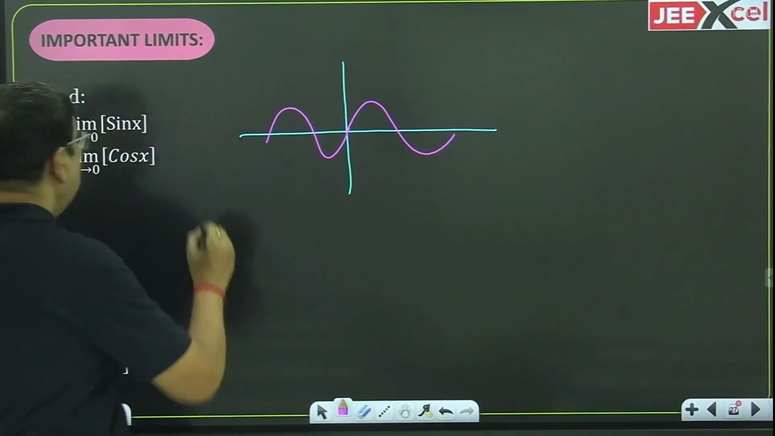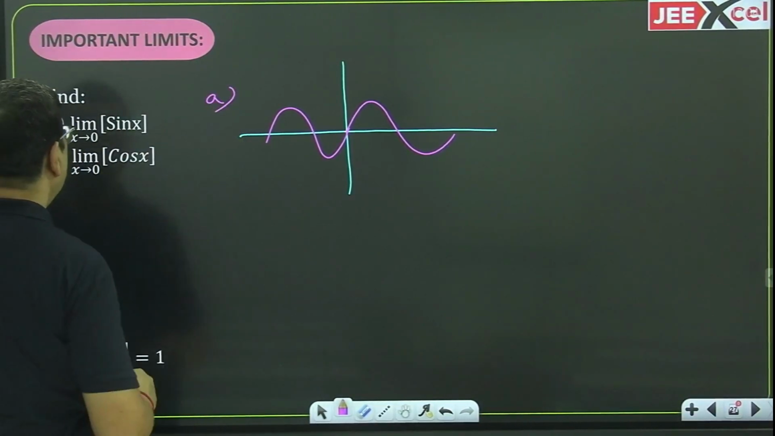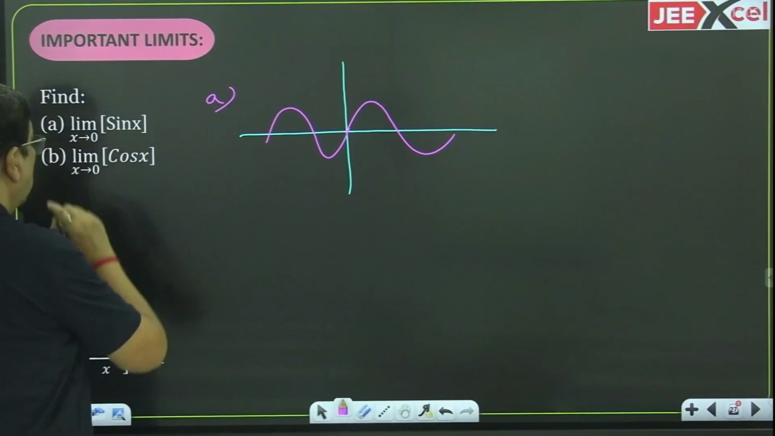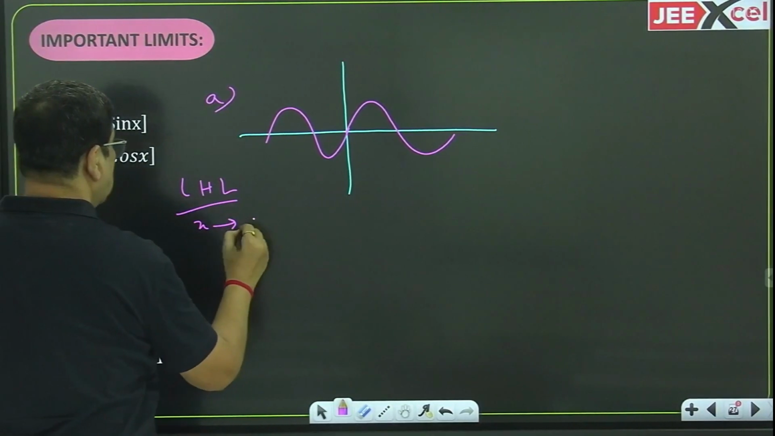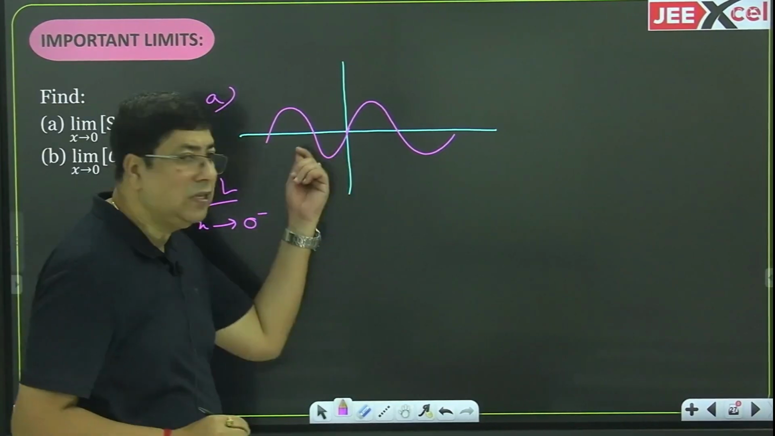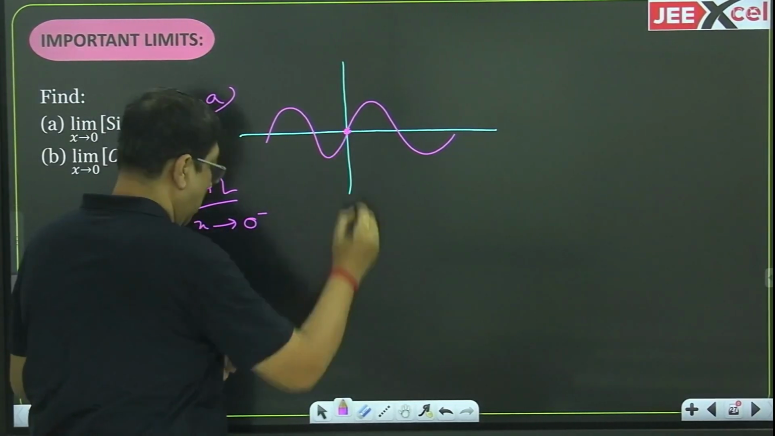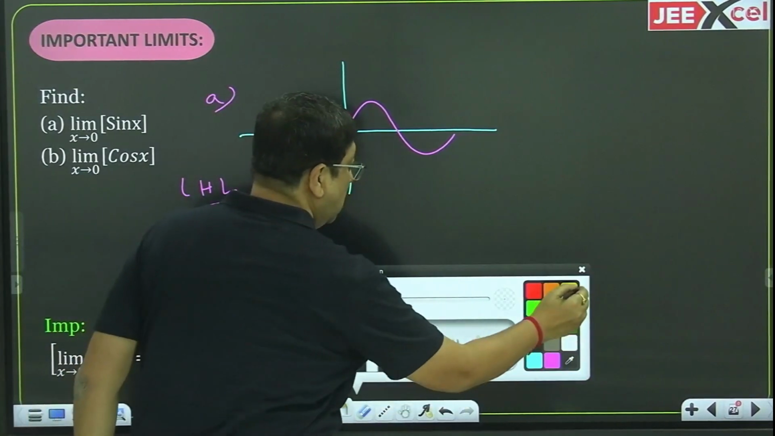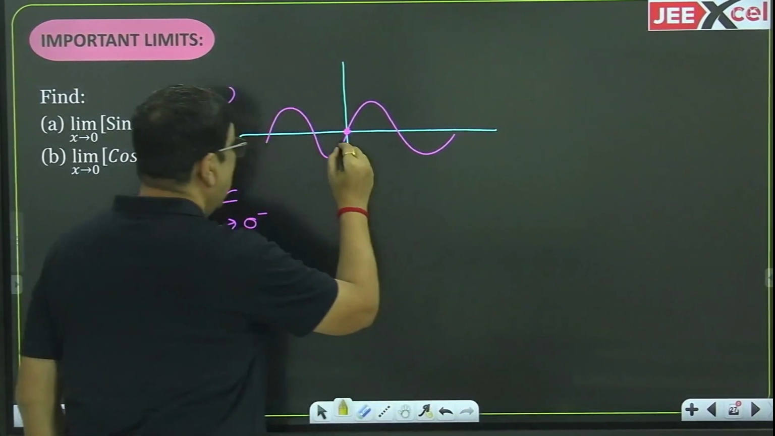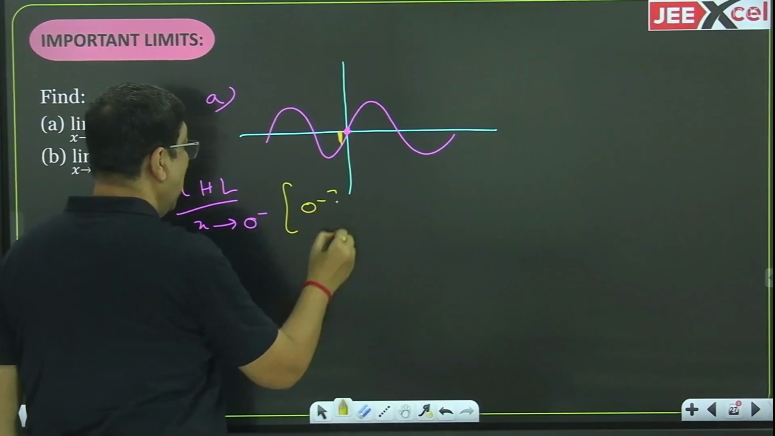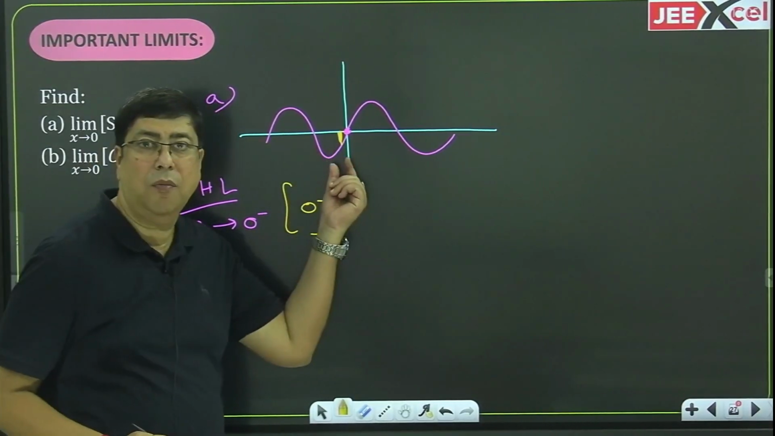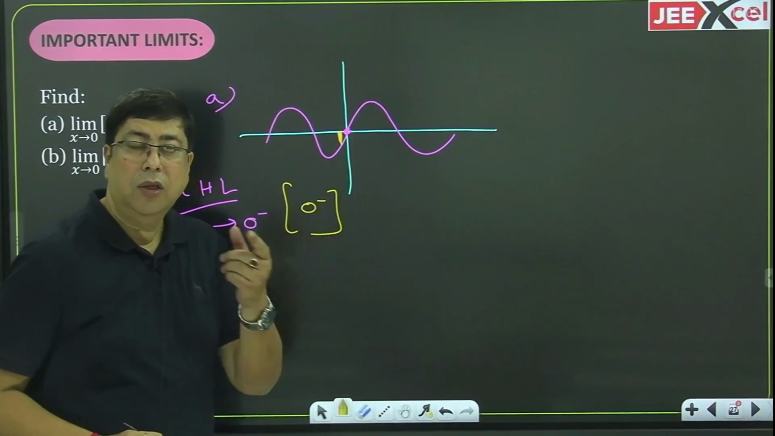So for the first sum, what we'll do? First sum, box of sin x. So left hand limit when x tends to 0 minus, slightly less than 0, at x equal to 0 here. See carefully, slightly less than 0, here x tends to 0 minus, that is the value slightly less than 0, this will be -1, right.